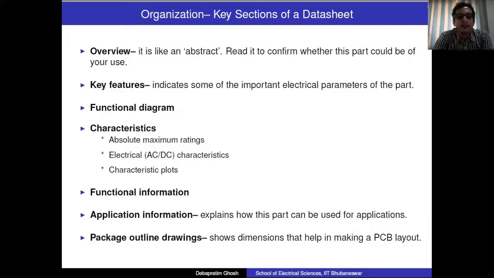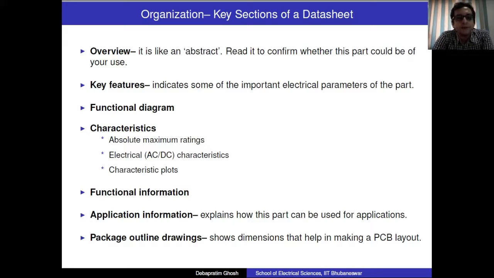Then comes a functional diagram. Many manufacturers give either a circuit diagram or a block diagram of what is exactly inside the part or the chip or whatever it may be. So this might be useful if you are interested in what is inside. Then comes some things which are very important: the characteristics of that part, meaning how that part behaves in a circuit.